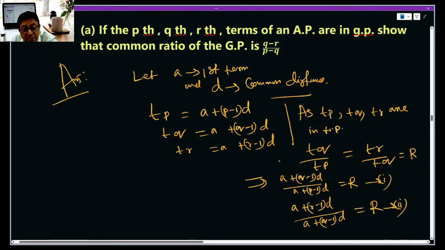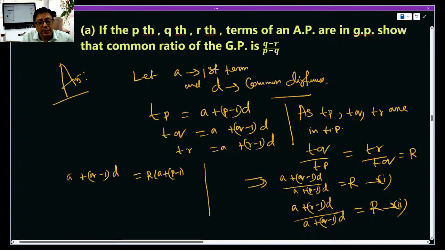But this one is a tricky sum, not so easy to get, because see, from these two equations, if I have to eliminate, then it is huge, isn't it? You have to use some technique. What technique? You just cross multiply. A plus (q minus 1) into d equal to R into, isn't it? Now take all A's together. R A you take on left side and (q minus 1)d on right side.